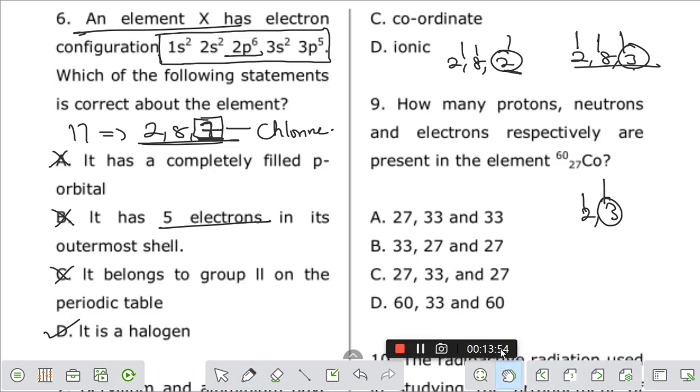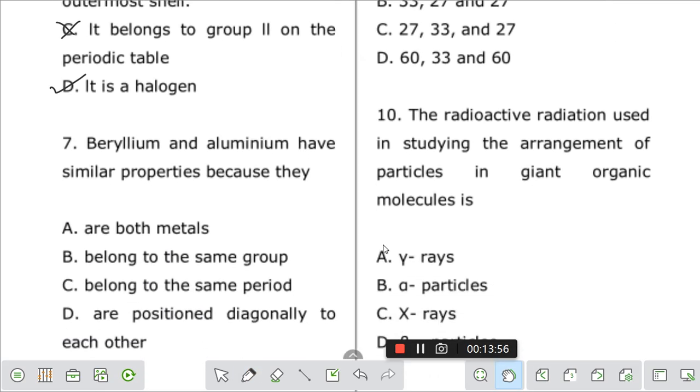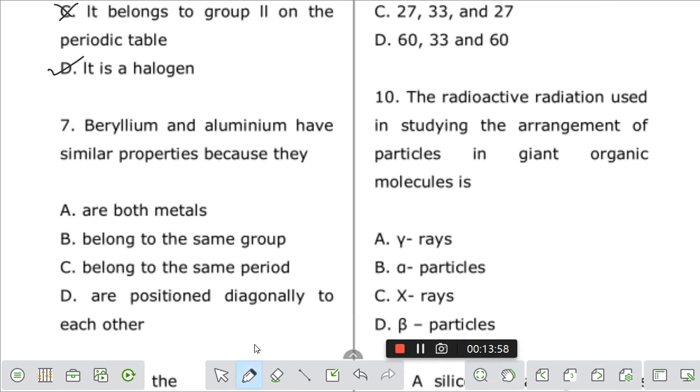So beryllium. We did this in one live session that we did. I told you that beryllium is actually in group 2 elements. But on the periodic table, beryllium is in this place and aluminium is in this place.